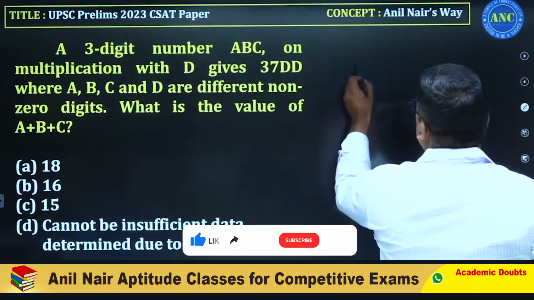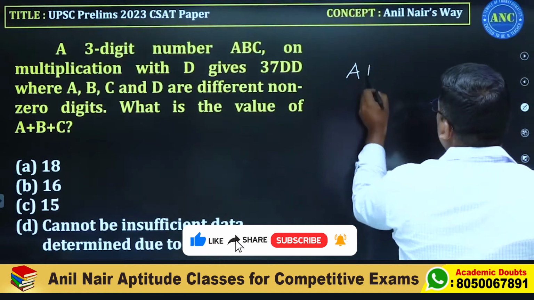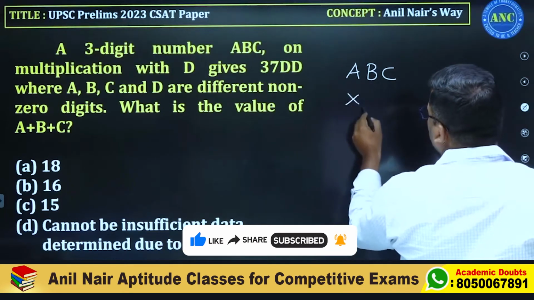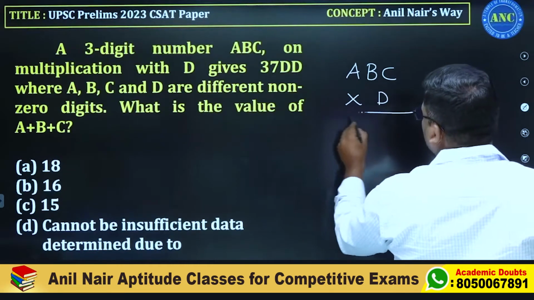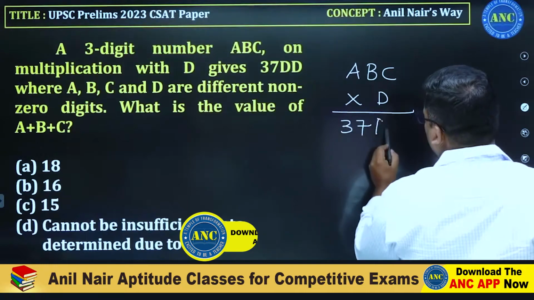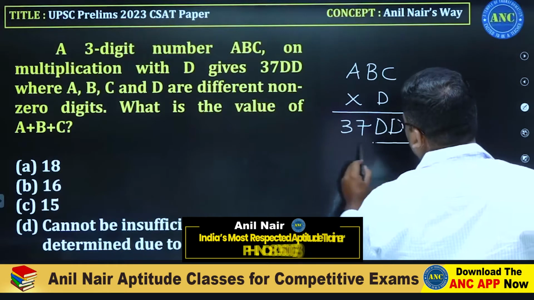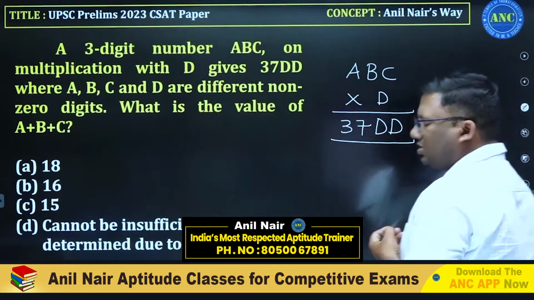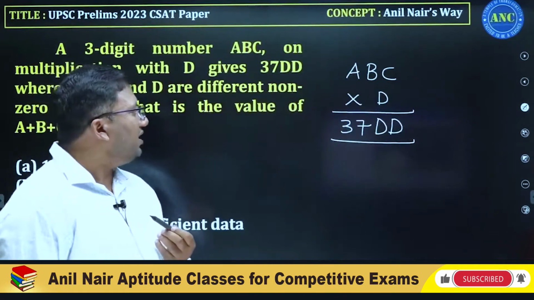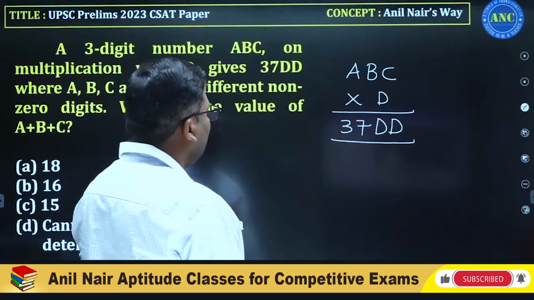A three-digit number is given. Let the three-digit number be ABC. This number is multiplied by D. I got a four-digit number where the thousands place and hundreds place are 3 and 7. So ABC into D is 37DD.